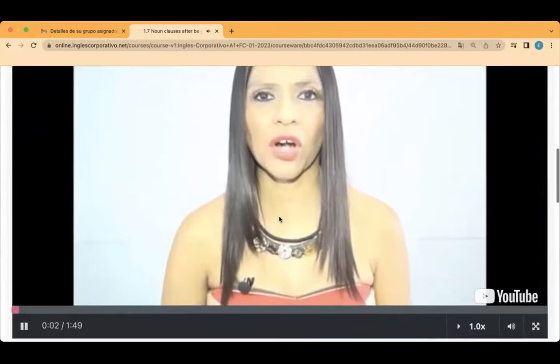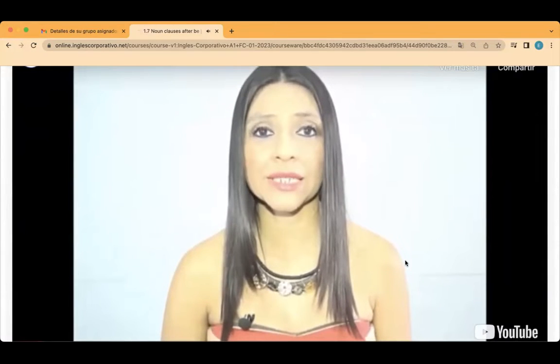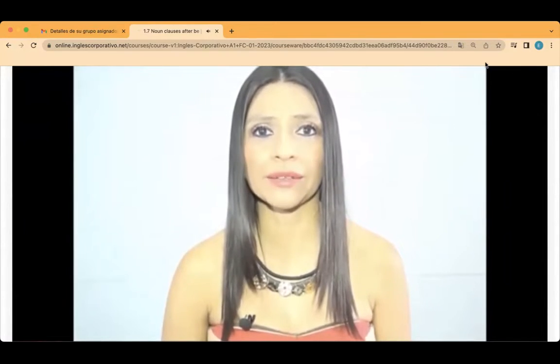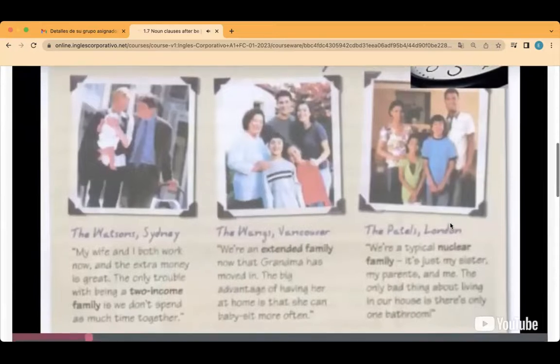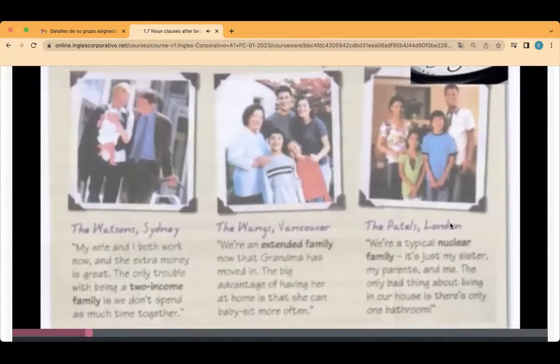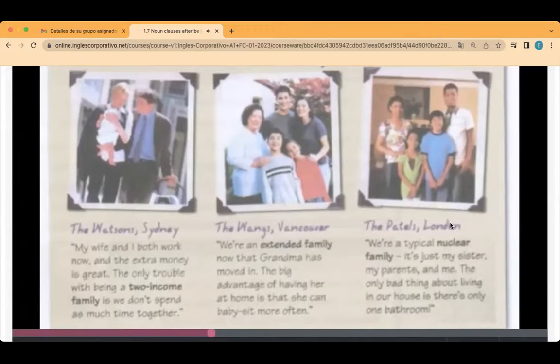Hi, please read the following article. Can you find the noun clause in the last example? I'll give you 30 seconds to read it and identify it. You may begin. Did you find it? Let's do it together.